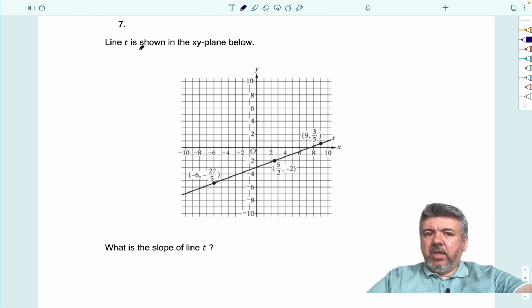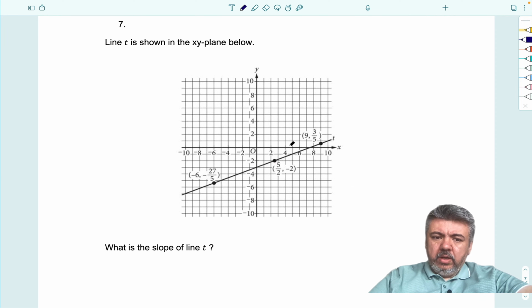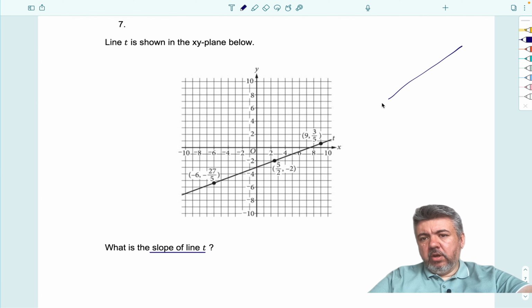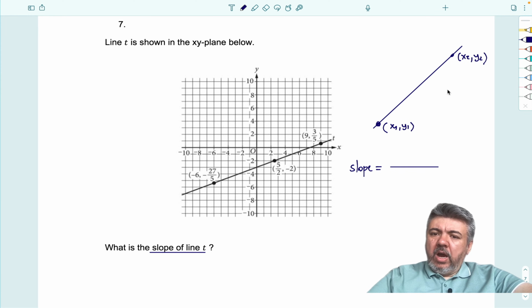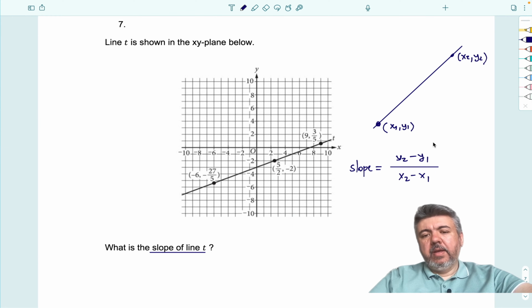Question 7. Line T is shown in the xy plane below. What is the slope of line T? Let me explain how we find the slope of a line with coordinates x1, y1 and x2, y2. The slope is the change in y coordinates, y2 minus y1, over the change in x coordinates, x2 minus x1. It's still rise over run.